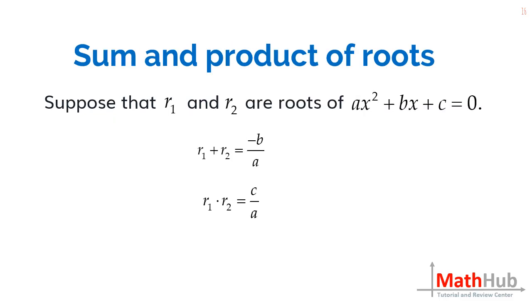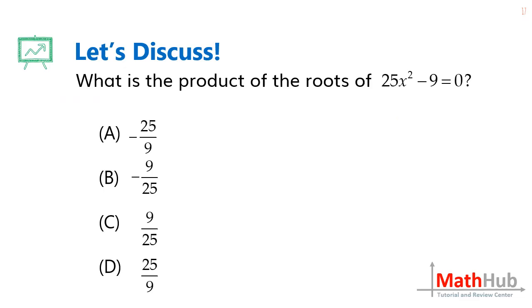Okay? Now, let's look at the sum and product of roots. So if you have a quadratic equation, there are always two roots. Let's say that's R1 and R2. The sum of the roots is equal to negative b over a. So remember that a always refers to the coefficient of x squared, and b is the coefficient of x, and c is just your constant. And then the product of the roots is equal to c over a.